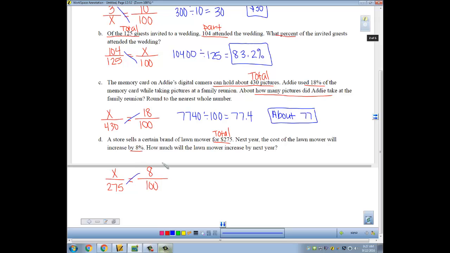So cross multiply. 275 times 8 is 2,200, divided by 100 to get 22. And then I need to figure out what my label is. We're talking about how much the lawnmower will increase by. So it's going to increase by $22.